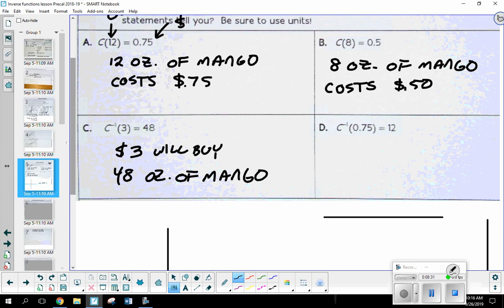So what should I be putting for D? C inverse of 0.75 equals 12. 12 ounces of mangoes cost 75 cents. Now again, I'm just going to go in the same direction, but you're absolutely right. So 75 cents will purchase 12 ounces of mango. Easy, right? Now let's go ahead and start to expand on this idea, comparing the two quantities, articulating what it is that it's trying to tell us.